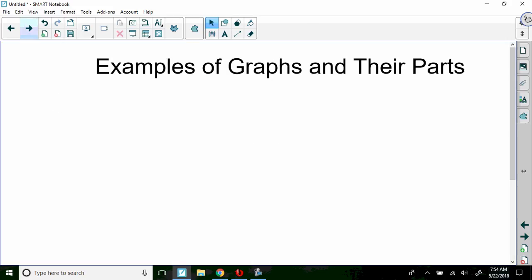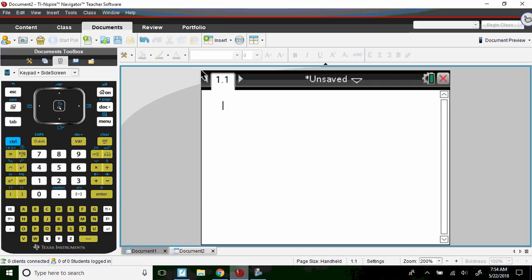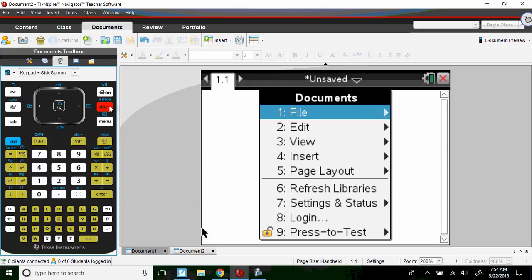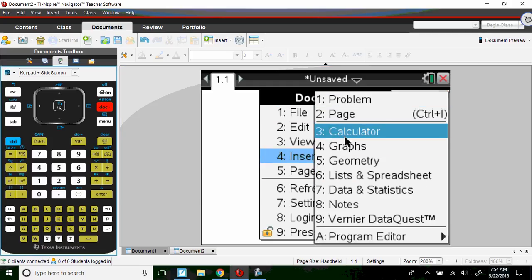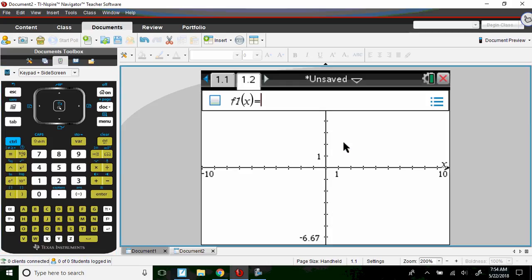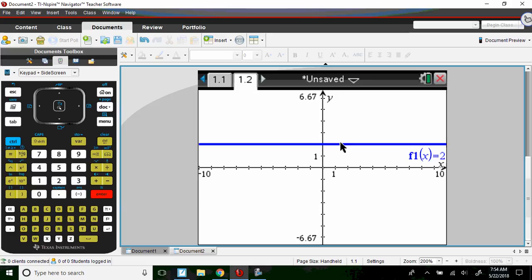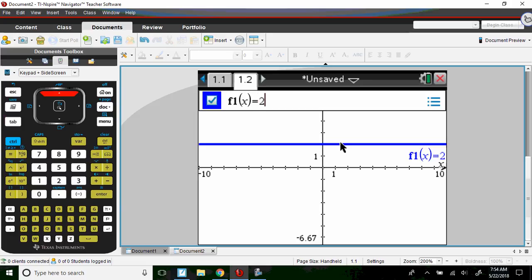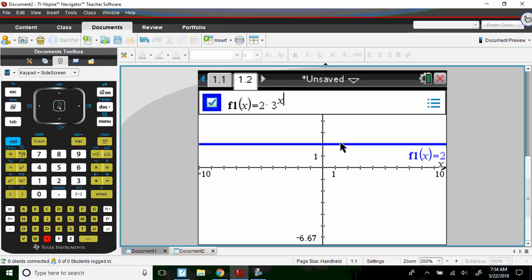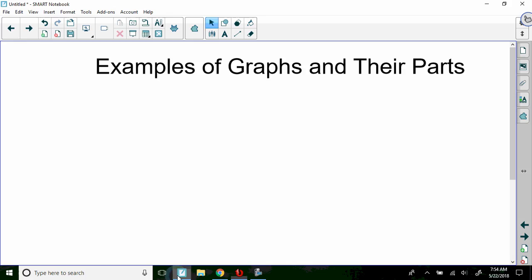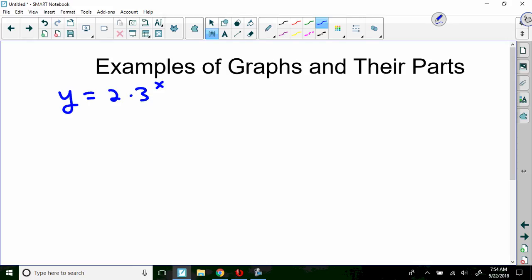Okay, so examples of graphs and their parts. The first one we're going to look at, and I'll do this on the TI Inspire. We'll go Doc, Insert, and I'm inserting a graphs page. We're going to look at 2 times 3 to the x power. And that's going to show up in blue, so I'll write it in blue over here. So y equals 2 times 3 to the x power.